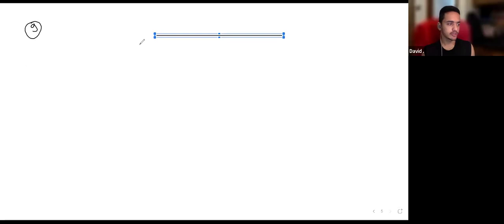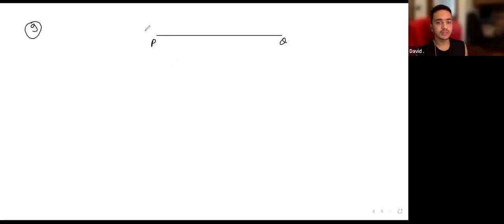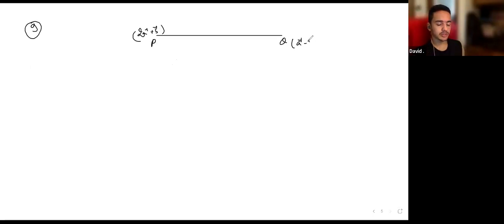Question number 9. Find the position vector of a point R which divides the line joining P and Q whose position vectors are given. So basically, in question number 9, the position vectors of P and Q are given, and they gave the ratio also. The position vector of P is 2a vector plus b vector, and the position vector of Q is a vector minus 3b vector.